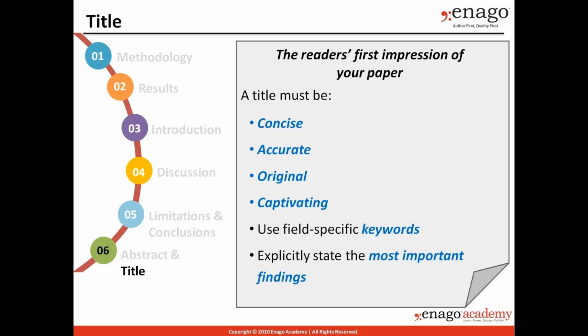The title. This is the reader's absolutely first impression of your paper. This is a very, very important part, the first most important part, and that's why we usually write it at the very end once we have the entire manuscript together and a very, very clear picture of what it is that we have in that manuscript. A title must be concise, accurate, original, captivating, and use field-specific keywords. Usually the title explicitly states the most important findings. Be careful not to use misleading titles or over optimistic or over exaggerated titles.